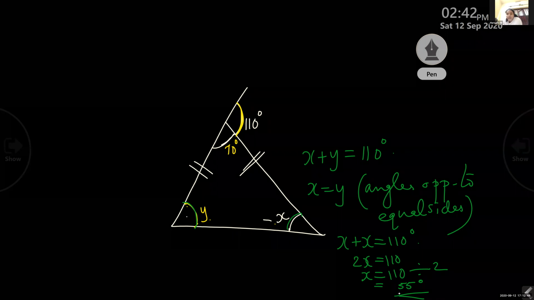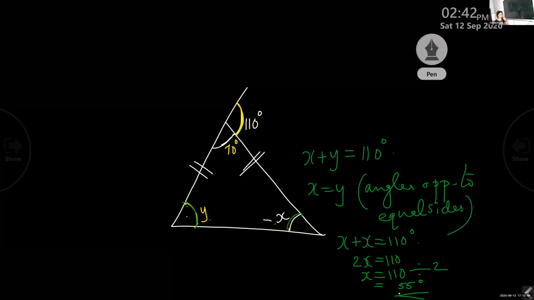Ma'am, there are two ways in this. Two ways. You can use any method, any theorem you can use. So using the exterior angle theorem, we can write x plus y is 110. Reason: exterior angle theorem. Did you understand? Yes, ma'am. Exterior angle theorem.